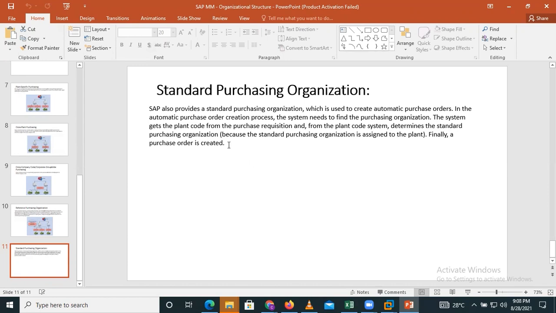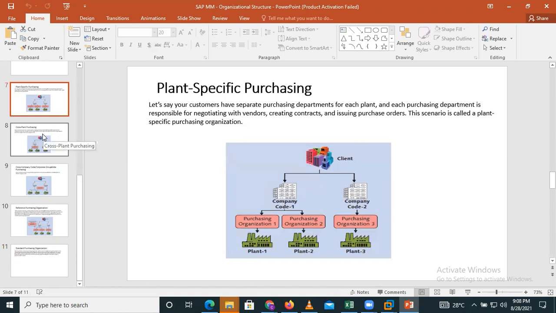For each plant we are defining the standard purchasing organization. So whenever I'm doing automatic creation of purchase orders, the system will identify which purchasing organization needs to be considered. That is my standard purchasing organization. We are going to see that. Okay, so theoretically, any question on this?